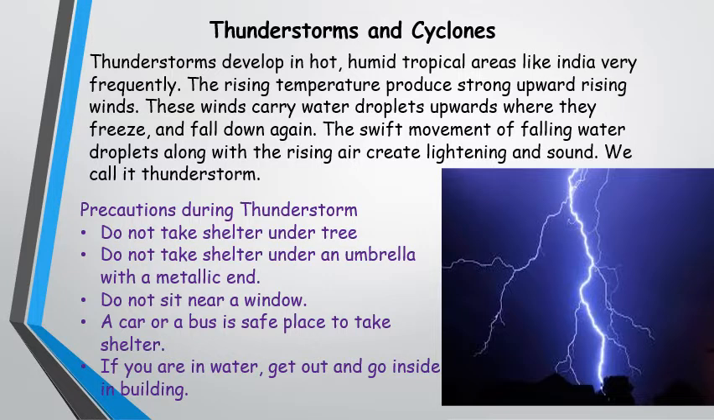Thunderstorms develop in hot, humid tropical areas like India very frequently. The rising temperature produces strong upward rising winds. These winds carry water droplets upwards where they freeze and fall down again. The swift movement of falling water droplets along with the rising air creates lightning and sound. We call it a thunderstorm. Precaution during thunderstorm. Do not take shelter under a tree.